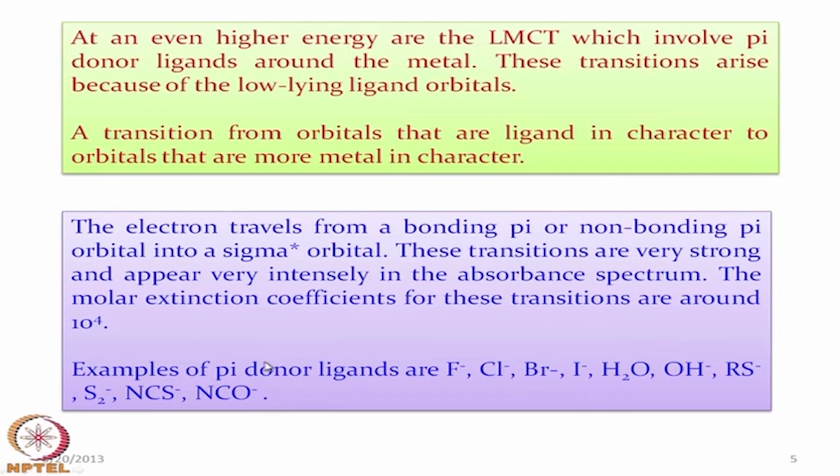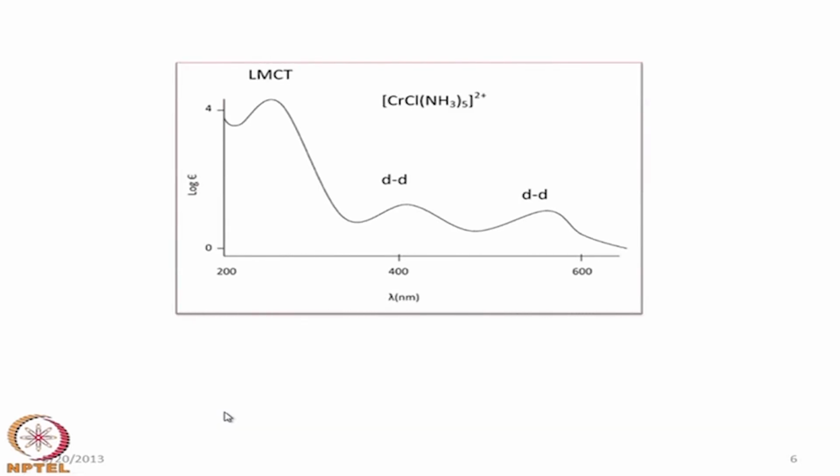So, examples of these pi donor ligands, simply having the pi electron density, would be fluoride, chloride, bromide, iodide, which are in the lower end of the spectrochemical series. Sometimes in a typical coordination environment such as that of tetrahedral coordination to the metal center, including the NCS and NCO, they can give rise to the corresponding charge transfer transitions, giving useful ligand to metal charge transfers.